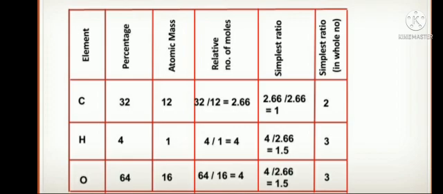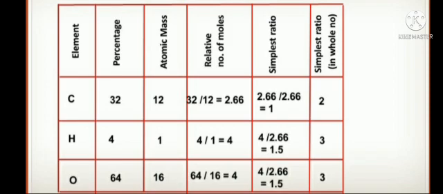Hence we calculated the relative number of moles of carbon, hydrogen and oxygen. The relative number of moles of carbon is 2.66. The relative number of moles of hydrogen is 4. The relative number of moles of oxygen is 4.